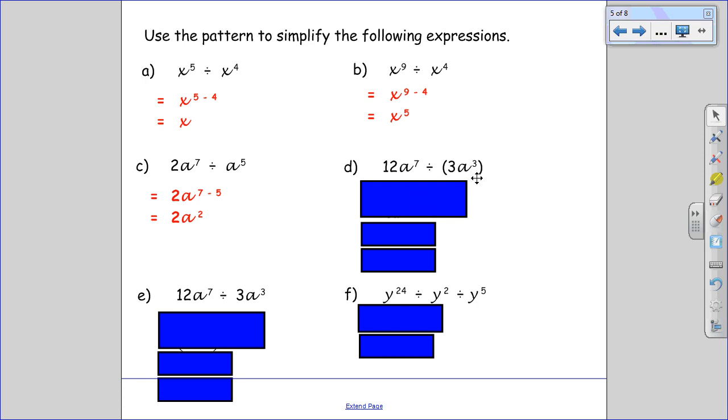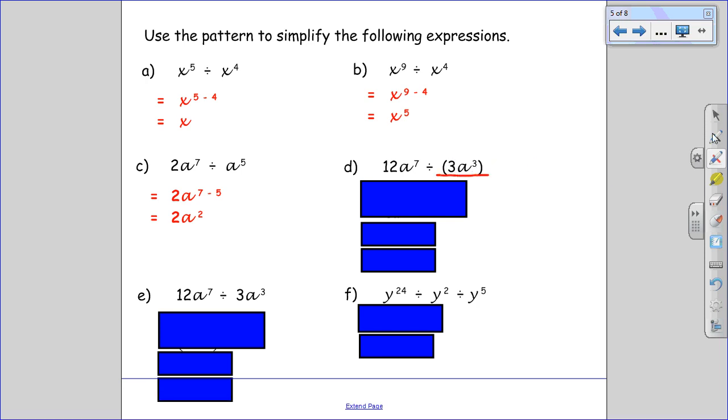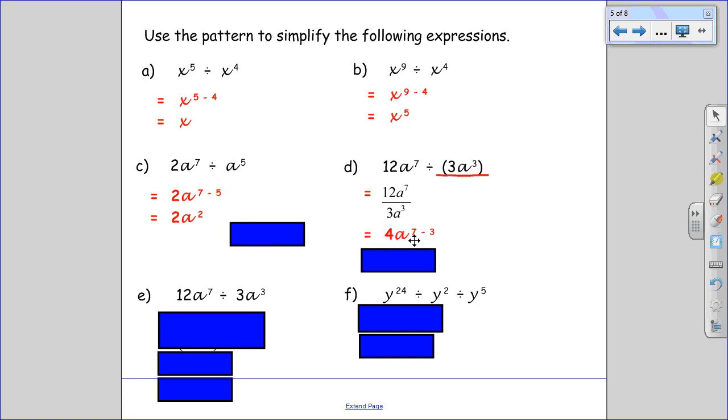Now part D is a little bit different because we have coefficients and we're dividing by everything in the bracket that follows. So I could think about writing that in fraction form as 12a to the 7 over 3a cubed. And I can easily see that the 12 must be divided by the 3 and the a to the 7 must be divided by the a to the 3. So I end up with 4a to the 7 minus 3, or 4a to the 4.